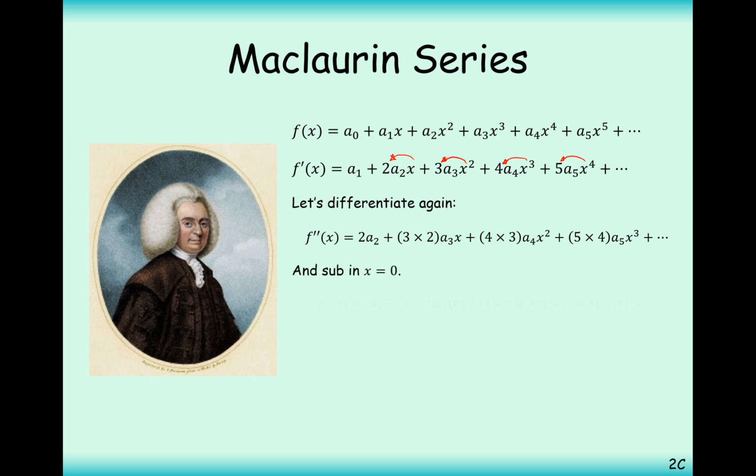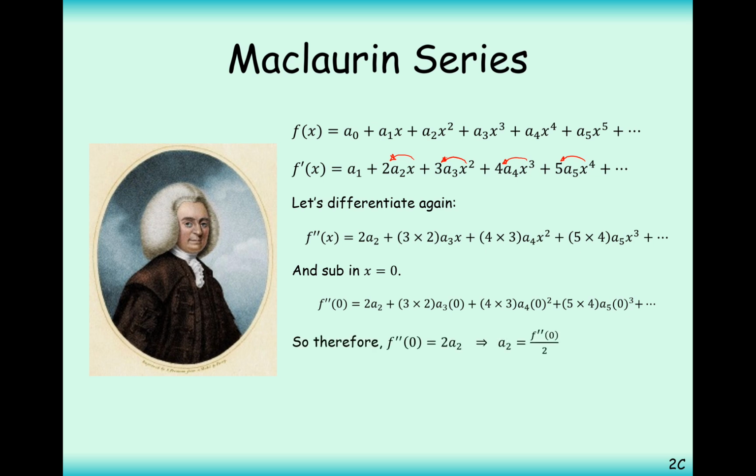We substitute in 0 again and we get f double dash of 0 equals 2a2. The rest will be multiplied by 0. So for a2, we're now going to have to start dividing by these coefficients that are at the front through the differentiation. So it's going to be f double dash of 0 over 2. That means differentiate the function twice and then substitute in x equals 0. Then divide that number by 2. So at the moment, this is the term we've just worked out.